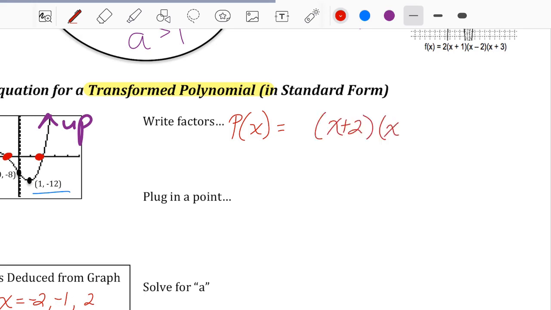-1 is a root. X plus 1 is a factor. And 2 is a root, so x minus 2 is a factor. Now, here's the thing. We now know that there's the possibility for a stretch or compress value. That is, there is a chance for a coefficient of a. So we're going to leave a space for the letter a, and ultimately what we're going to do is end up solving for a. So how are we going to solve for a?